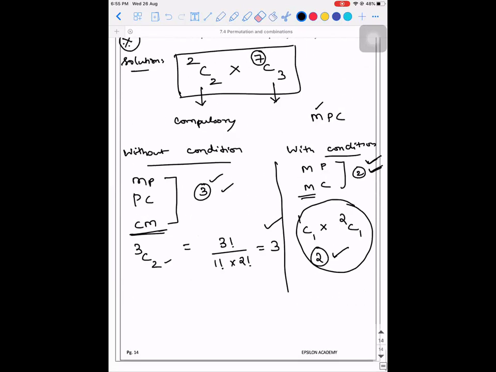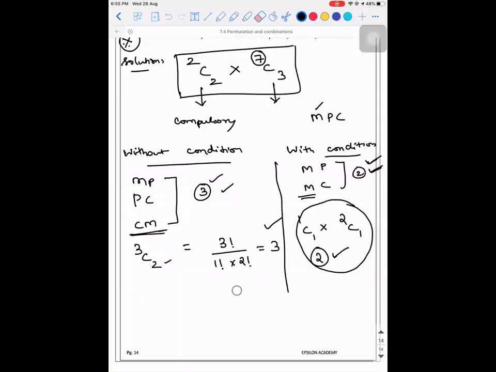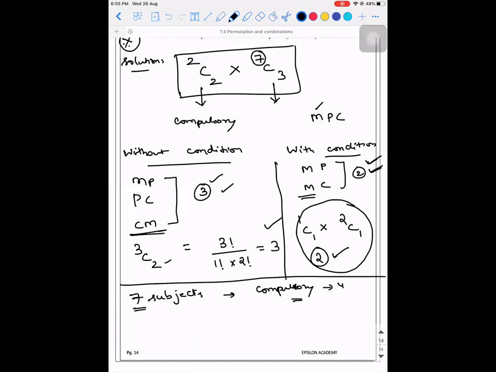So with this, the exercise is over. We'll do some miscellaneous problems. One last doubt, sir. Tell me. Sir, for example, if there is a total of 7 subjects, and in that, the compulsory subjects we need to choose is 4. Compulsory is 4, okay. Sir, then should we write 4C4? No, first tell me one thing. You have 7 subjects. You are saying compulsory 4 subjects. Totally, how many subjects should I choose? Sir, totally some 11 subjects.